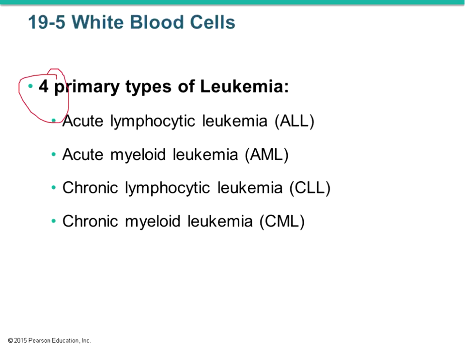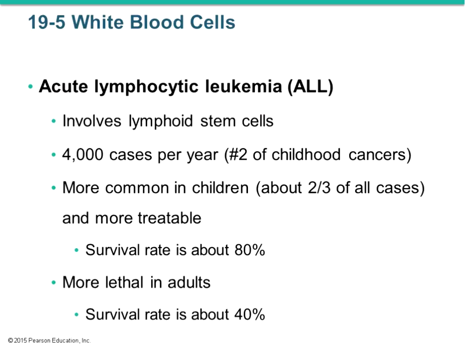So from that, you can get 4 primary types of leukemia: ALL, AML, CLL, and CML. So acute lymphocytic leukemia, acute myeloid leukemia, chronic lymphocytic, and chronic myeloid. So those are your four types. And ALL is a pretty common one, so instead of going into all these different types, I thought I'd focus in on one of these types of leukemia, and that's called ALL, or acute lymphocytic leukemia.